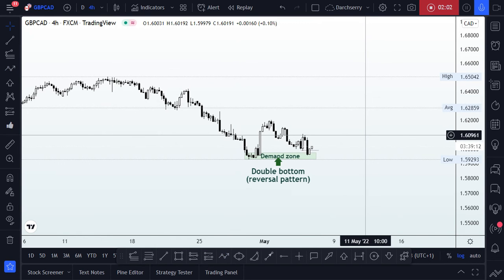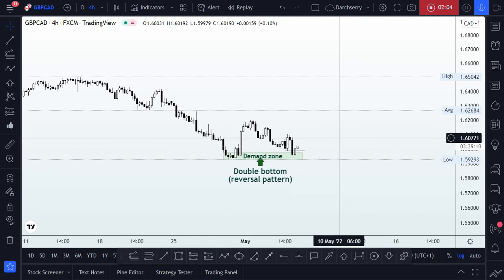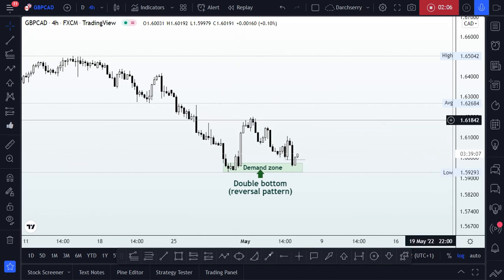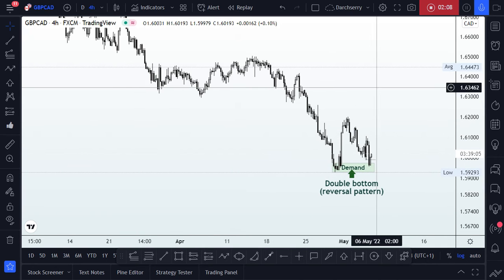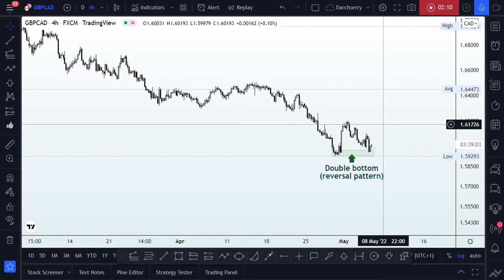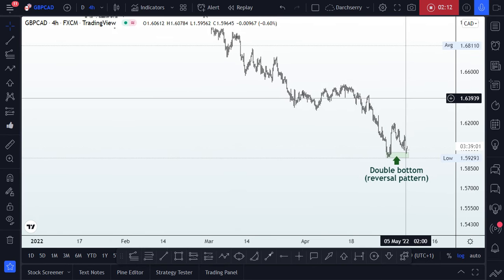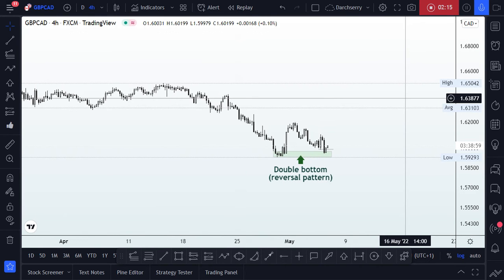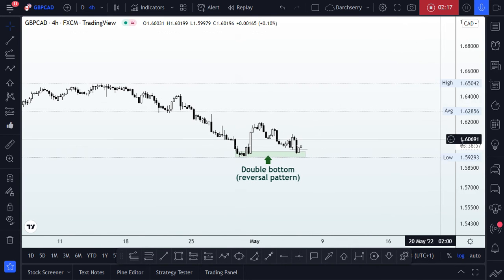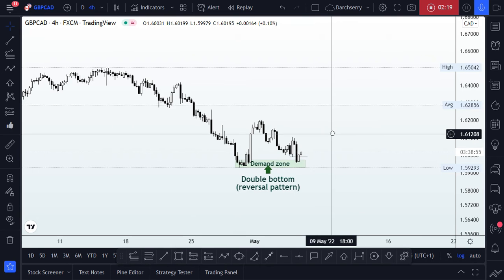So the next thing we'll be looking out for is how we can take advantage of this bullish momentum if it finally happens. However, even if it finally happens, how do we want to take that advantage?